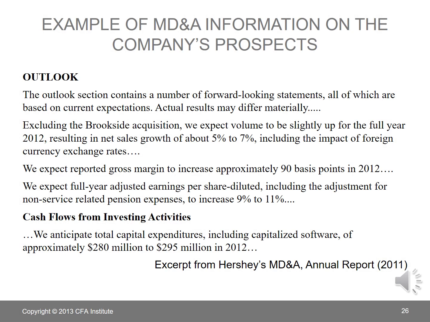Here's an example of MD&A information on the company's prospects. These are basically bits and pieces of information that were collected from Hershey's report. The information shown here was found in different sections of Hershey's MD&A. The sales and earnings information was found in a section labeled Outlook, whereas the anticipated capital expenditure information was found in a section discussing cash flows.